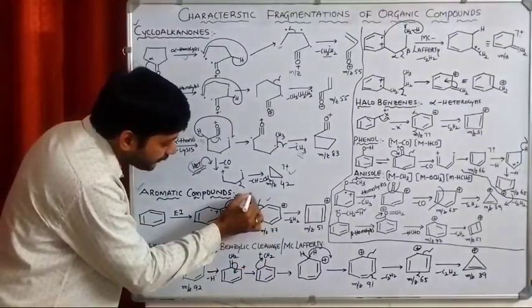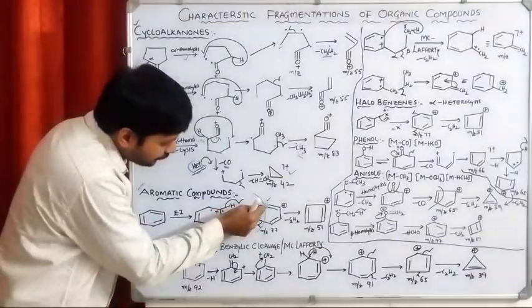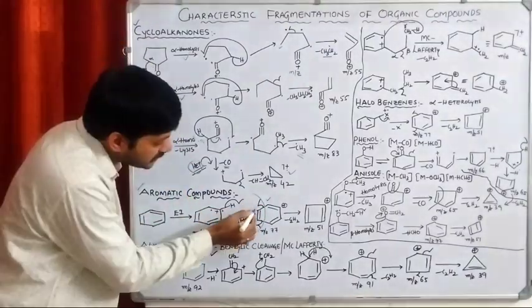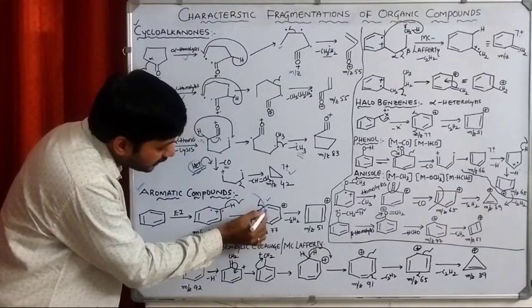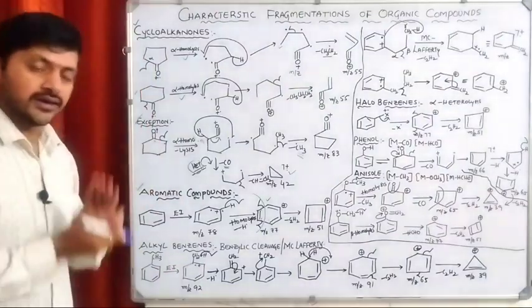Then it is followed by elimination of acetylene. So the cleavage of this bond and this bond takes place. Which cleavage? Homolytic cleavage. It can generate radicals or not? Radical, radical, radical, radical. So a cyclic cation will be formed in the case of benzene.